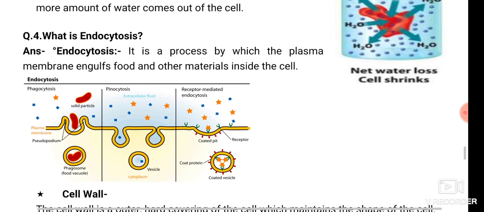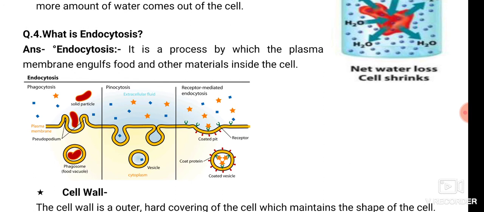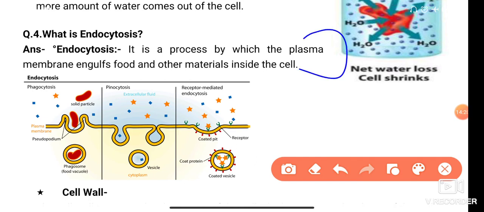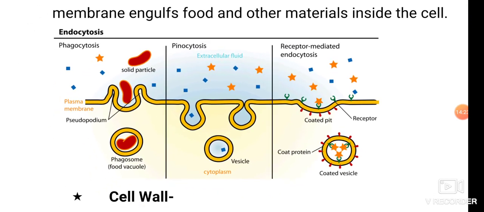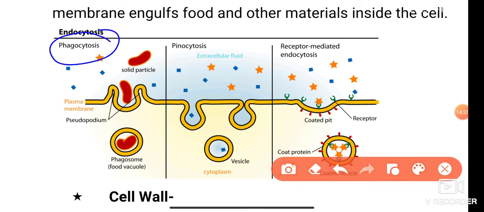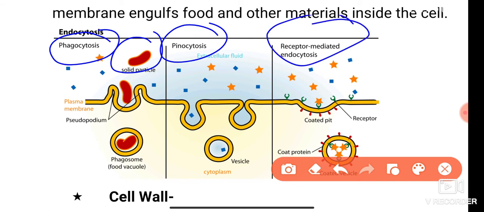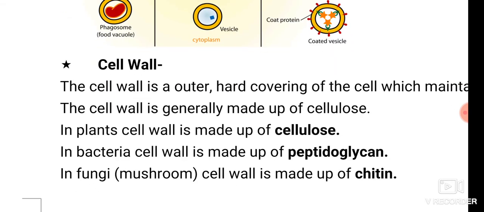Next is endocytosis. A process by which the plasma membrane engulfs food and other material inside the cell is known as endocytosis. Endocytosis is of three types. First is phagocytosis: when the plasma membrane engulfs a solid particle, that is known as phagocytosis. If it takes in liquid or fluid particles, then it is called pinocytosis. When it accepts foreign particles or pathogens, then it is called receptor mediated endocytosis.